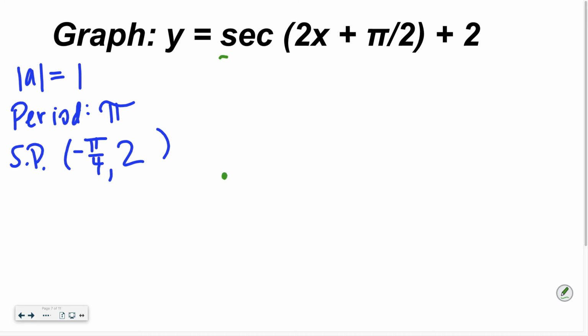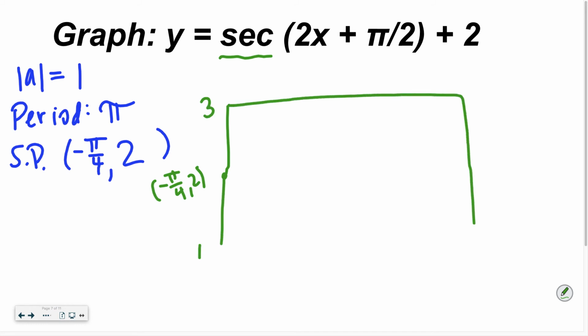Okay, so really lightly, we'll create our cosine frame, draw on our cosine curve, and then we can go from there. So negative pi over 4 comma 2. Our frame is going to go up 1 to 3 and down 1 to 1. We're going to go for it.